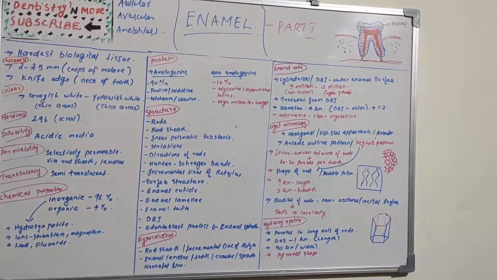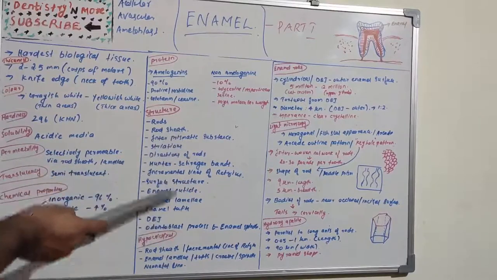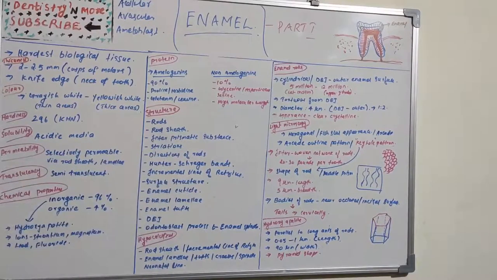Regarding permeability, the enamel is selectively permeable. The route of passage occurs via rod sheath, enamel lamellae, and enamel tufts, which are rich in organic content. Those things we will be dealing with in detail. Specific gravity is around 2.8, and it is semi translucent. Regarding the chemical properties, enamel has the highest inorganic content among dental tissues, compared to cementum and dentin: 96%.